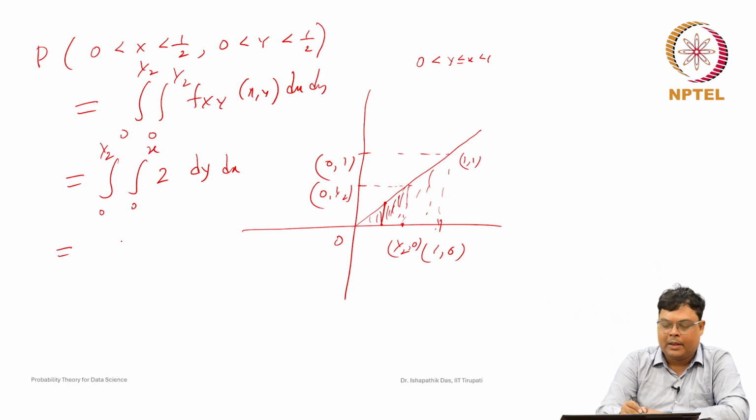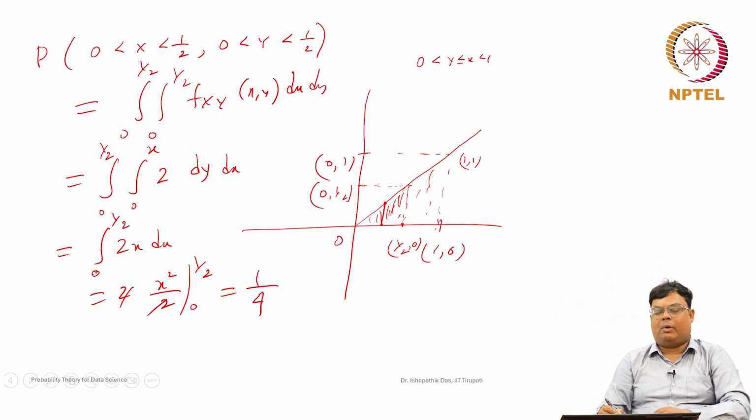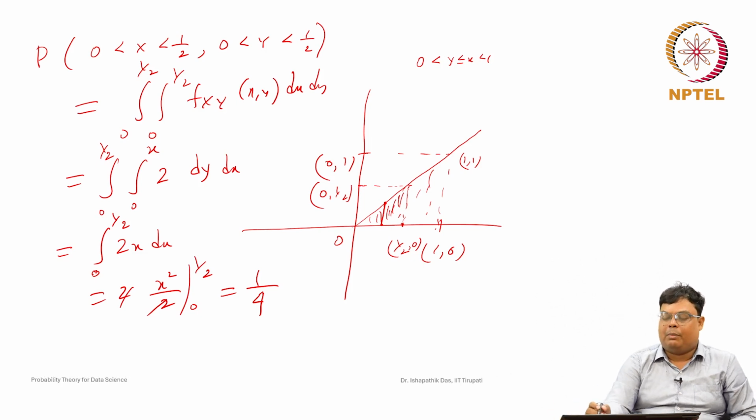So this is the integral of 2y from 0 to x, which gives 2x, then dx from 0 to half. Then this is 2 into x²/2, from 0 to half. So this is (1/2)², the 2 cancels, which is 1/4. So this probability is nothing but 1/4. In this way, whenever the joint probability density function is given, we can find the probability. We have to properly find out the region where this density function is non-zero, and accordingly do the integration to find the probability.